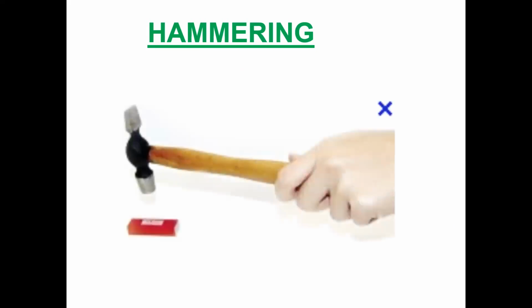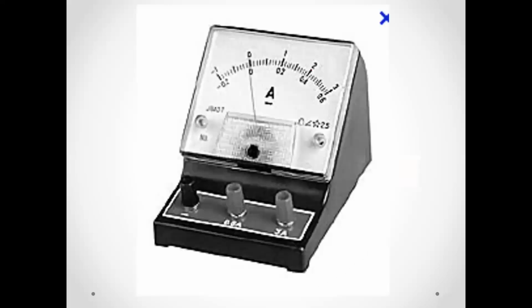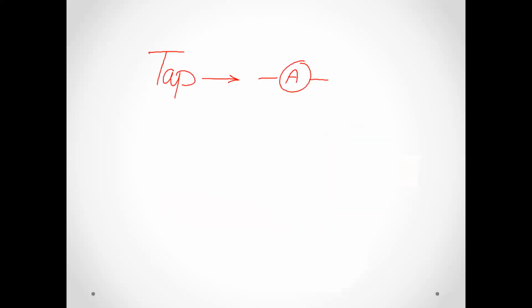Then hammering comes. What is hammering? You put a magnet and you hammer it gently. This is how hammering is involved. If you hammer a magnetized material, it will be demagnetized. For example, when you have a new ammeter or voltmeter, you gently tap it like this. What the tapping will do, it will demagnetize the needle if it is magnetized.